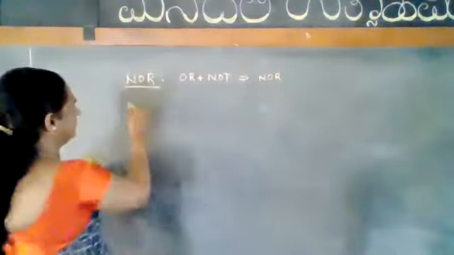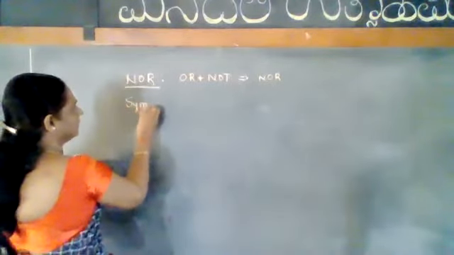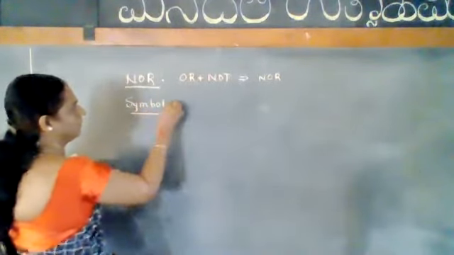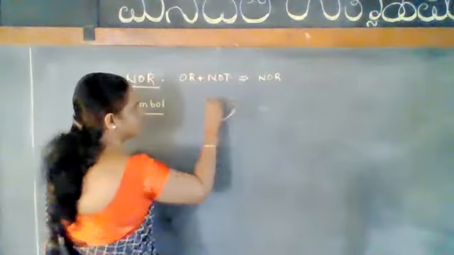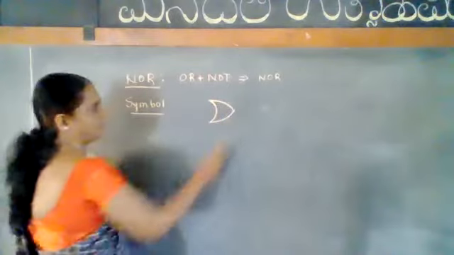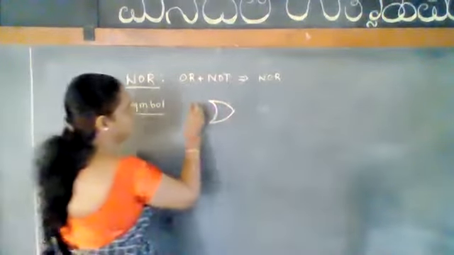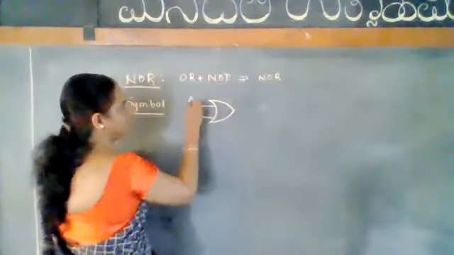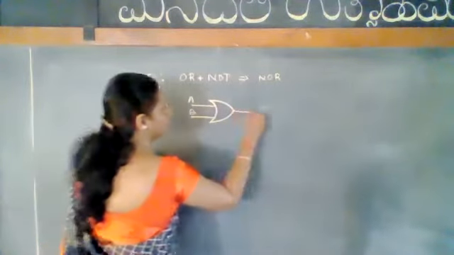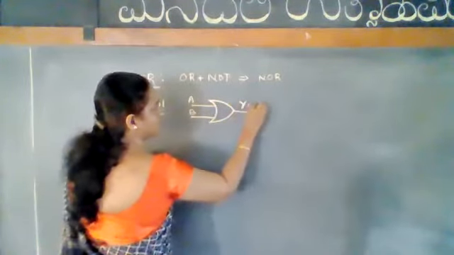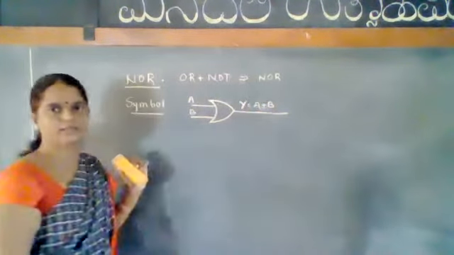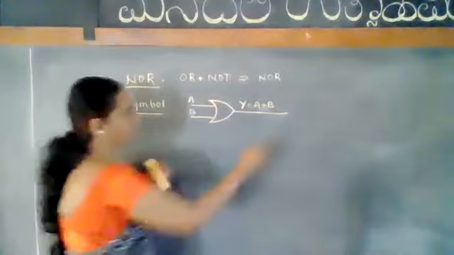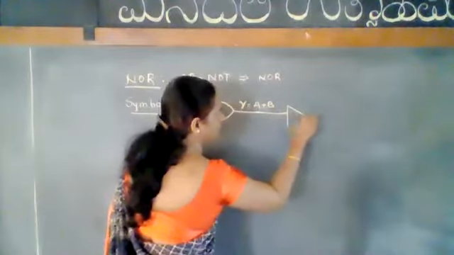How to write the symbol? Very simple. So we have written OR gate like this, with the two inputs A and B. Let us take the output as Y. So this is A plus B, right? OR gate we have written it as A plus B. Now this is to be inverted.